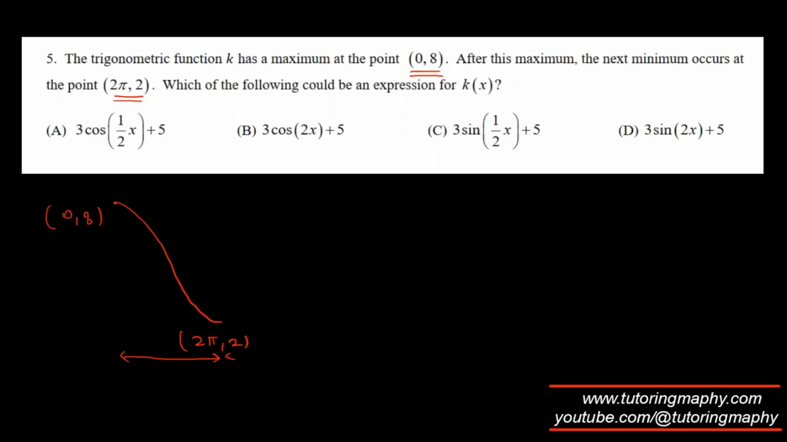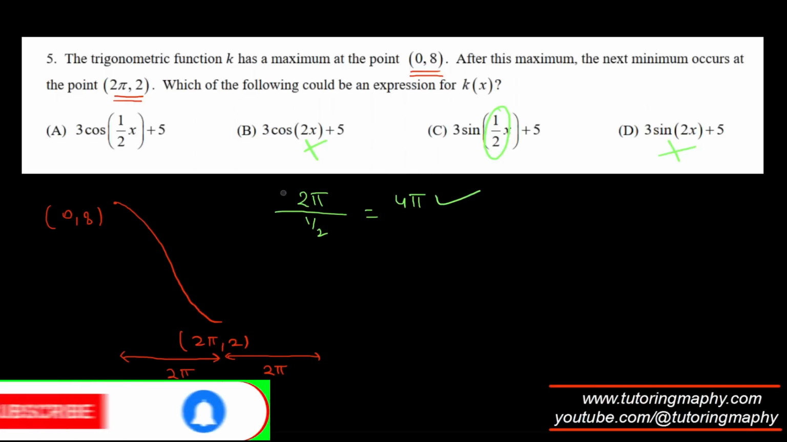So it has to be another 2π, so that 2π plus 2π will become the full period, which is 4π. Okay, so let's see in which of these I am getting 4π as the period. I have to do 2π over the b value, which is 1 over 2. So this is definitely giving me 4π, and likewise, this will also give me 4π. This will not give me 4π, this will give me rather π. So it has to be either A or C.